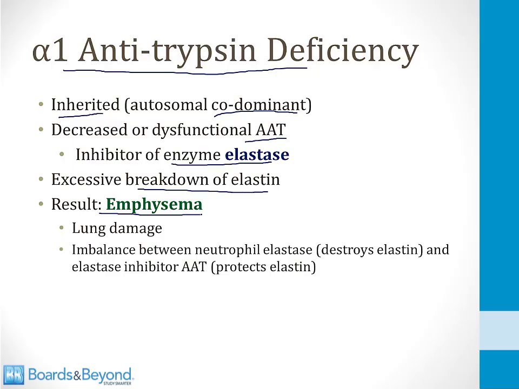Remember, I told you before that elastin is found in the lungs. So patients with this disorder have lung damage just like smokers do, but they usually get it at a younger age, and they can even get it if they are non-smokers. And this is because there's an imbalance between elastase found in neutrophils, which destroys elastin, and the elastase inhibitor alpha-1 antitrypsin, which is supposed to protect elastin.